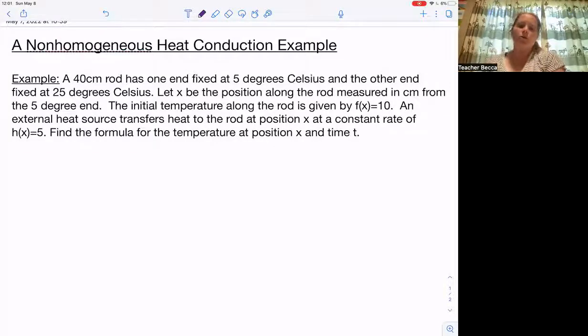Welcome to a non-homogeneous heat conduction example. In this example, a 40 centimeter rod has one end fixed at 5 degrees Celsius and the other end fixed at 25 degrees Celsius. Let X be the position along the rod measured in centimeters from the 5-degree end. The initial temperature along the rod is given by f of x equals 10. An external heat source transfers heat to the rod at position X at a constant rate of h of x equals 5. Our job is to find the formula for the temperature at position X and time t.